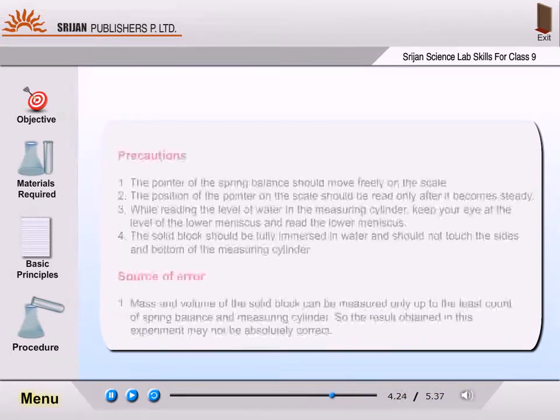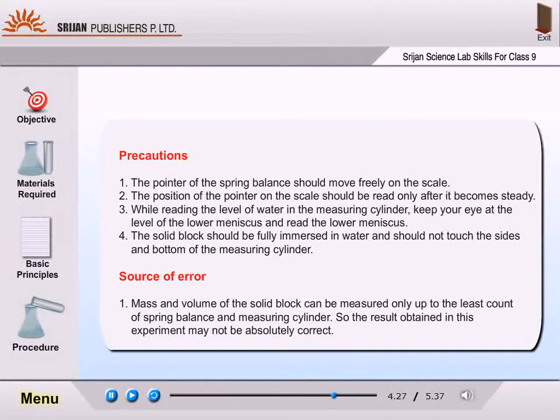Precautions. The pointer of the spring balance should move freely on the scale. The position of the pointer on the scale should be read only after it becomes steady. While reading the level of water in the measuring cylinder, keep your eye at the level of the lower meniscus and read the lower meniscus. The solid block should be fully immersed in water and should not touch the sides and bottom of the measuring cylinder.